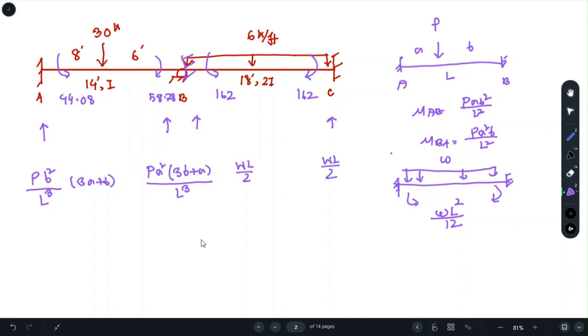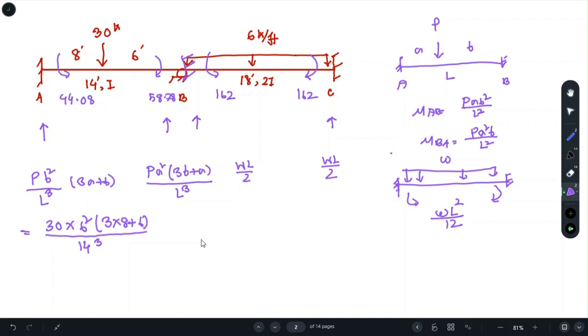Another thing you will have to understand, I'll tell that later for Doki. But here you will use the value like 30 multiplied by B squared times 3A plus B. Here B is 6 and A is 8, and L cubed is 14 cubed. So using these values, you will get support reactions.